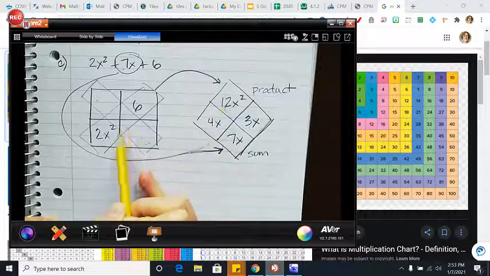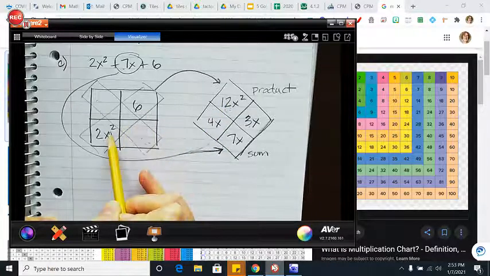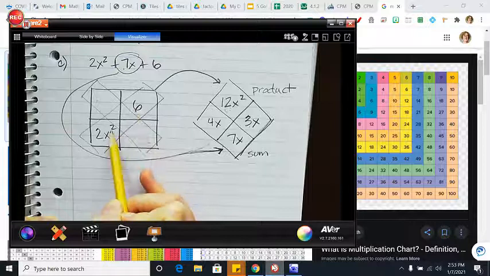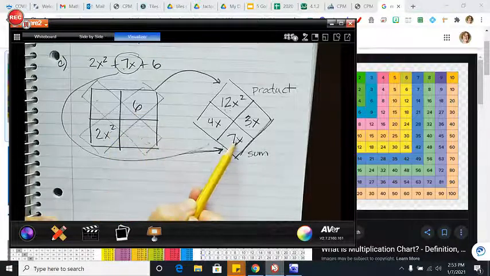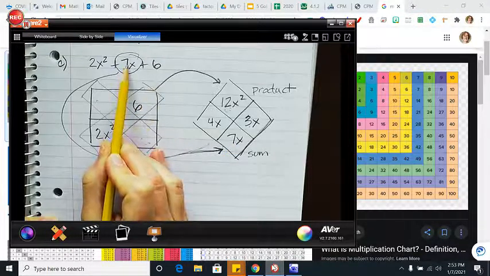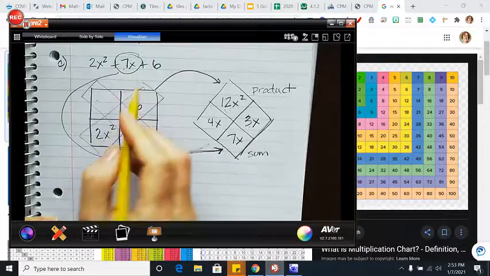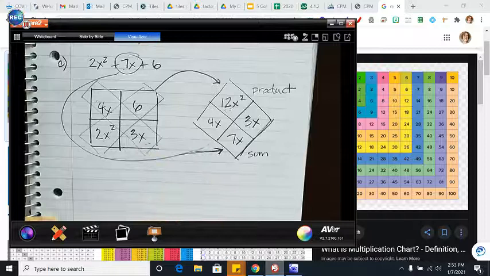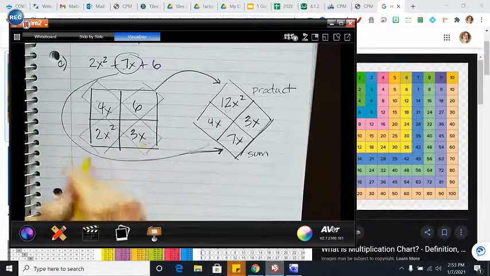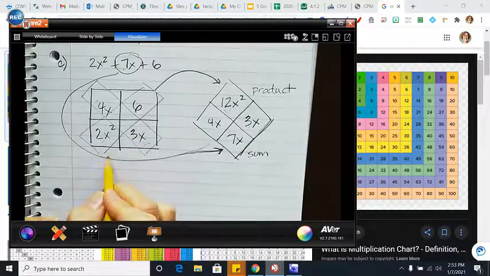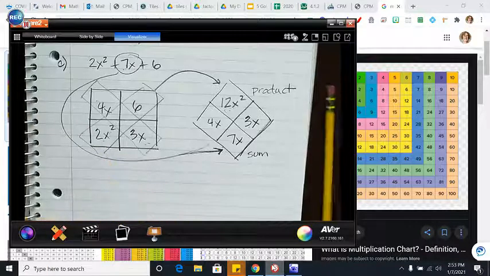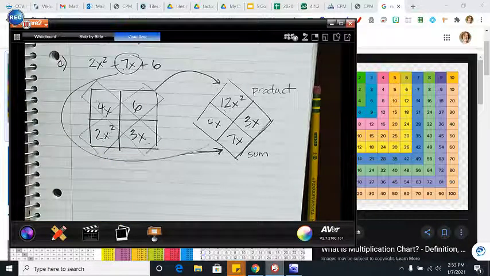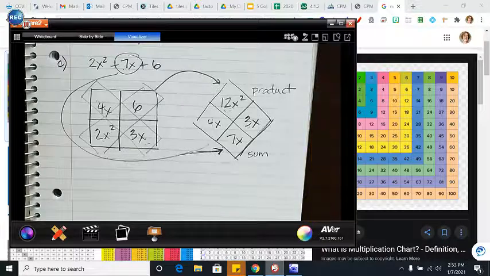Where does this come from? This is the product of your x squared term and your constant. This is your x term, the x tiles that you're dividing up. And then once you have that, just put those in the missing parts of your area model. Now I'm going to go ahead and finish this one. What can I multiply to get 2x squared? Well, that's got to be 2x and x, right?